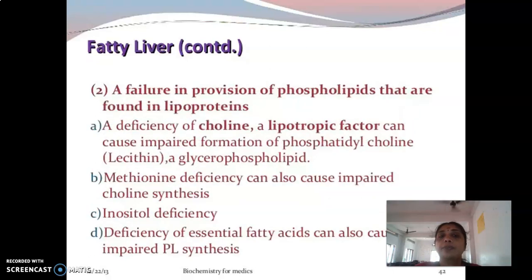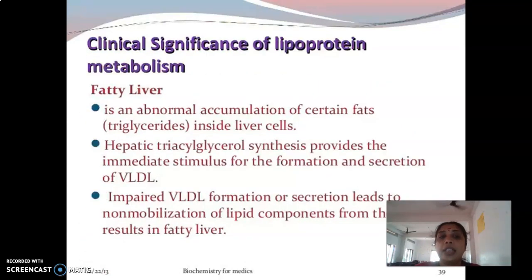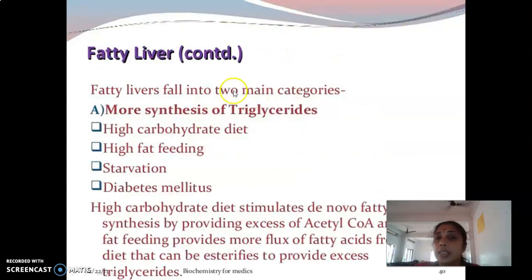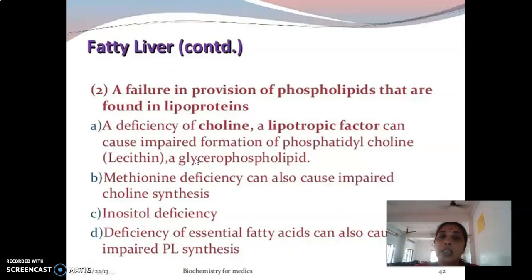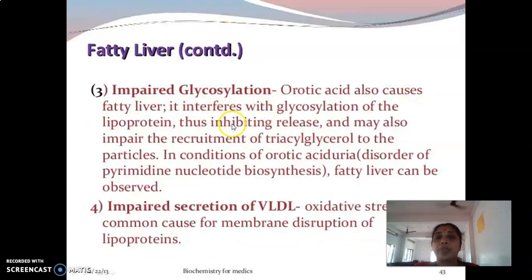There are various factors for the formation of fatty liver. One is the increased synthesis of TG, and this increased synthesis of TG can be due to high carbohydrate diet, high fat, starvation, or diabetes. Now, another reason for the fatty liver is defective synthesis of VLDL. VLDL synthesis can become defective due to other reasons, like apoprotein synthesis is impaired, or there is a defect in the lipotropic factors. Lipotropic factors defect, impaired glycosylation, that is orotic acid.